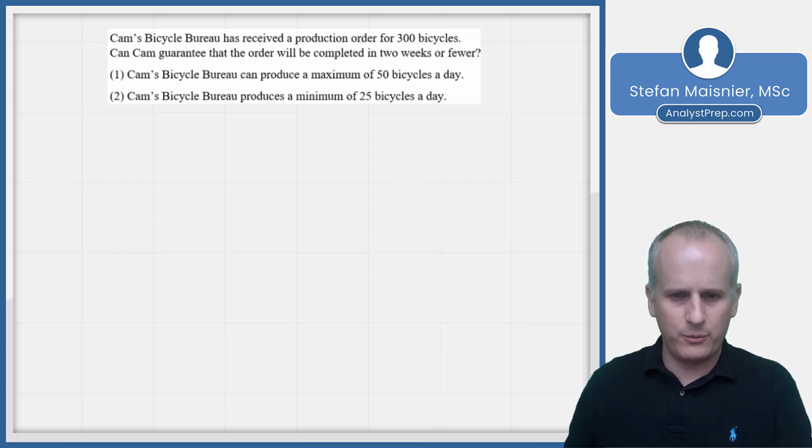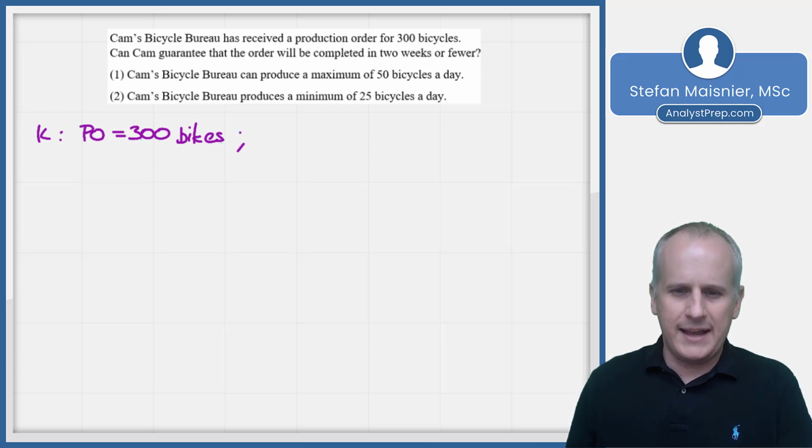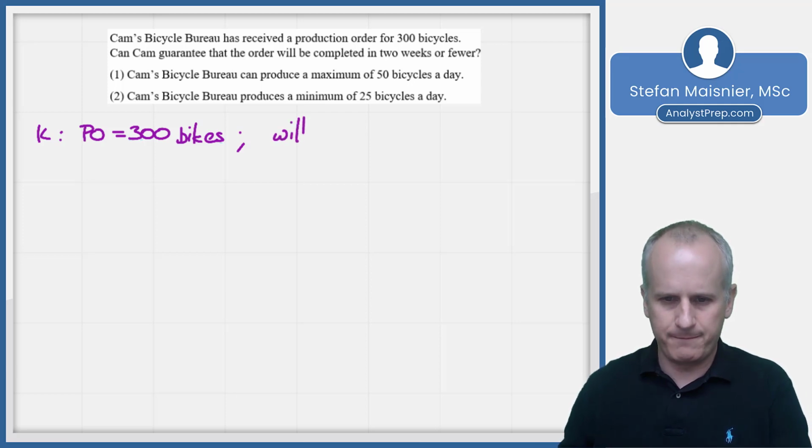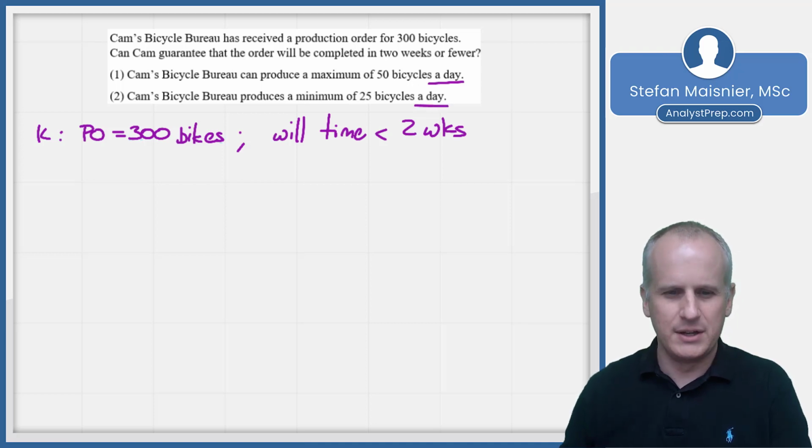So we start with what we know, and we learned that Cam's Bicycle Bureau has received a production order for 300 bicycles. So we know that the PO is equal to 300 bikes. Can Cam guarantee that the order will be completed in 2 weeks or fewer? So will the time be less than 2 weeks? And so we can skim ahead and we see that we're being asked about days. So what we need is going to be, will the time be less than 14 days?